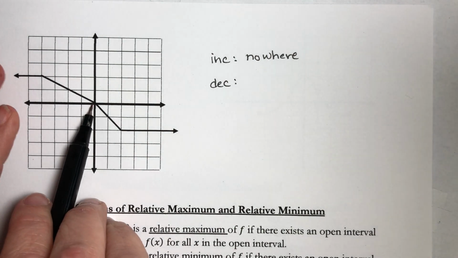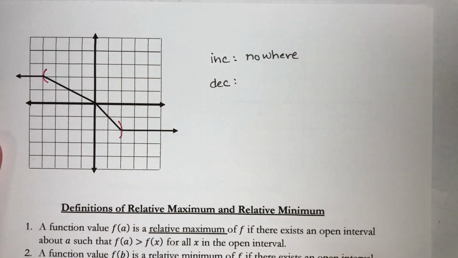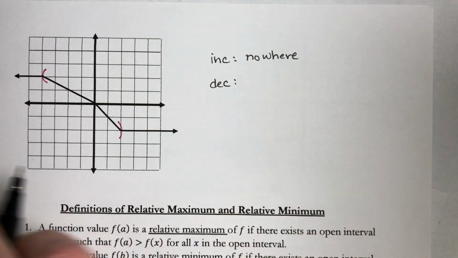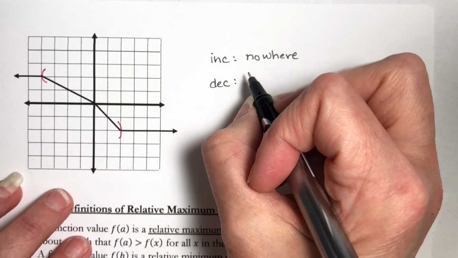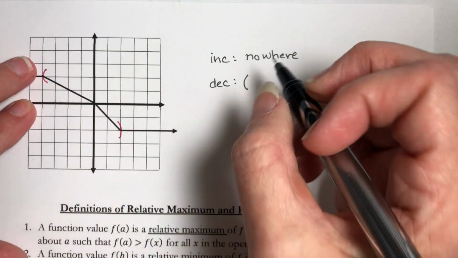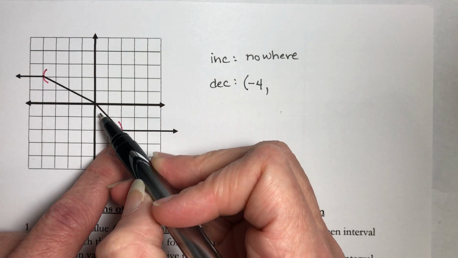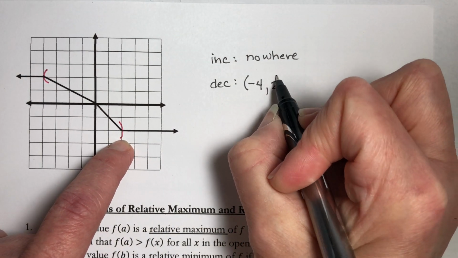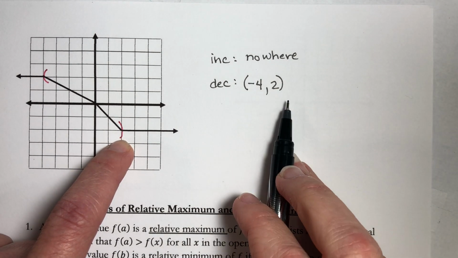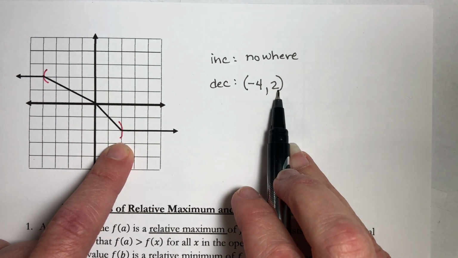Well, even though it changes directions, it's decreasing from here to here. Now, where are these on the x-axis? It's decreasing from -4 all the way up to here, which is +2. So on this x interval, we are decreasing from -4 to 2.